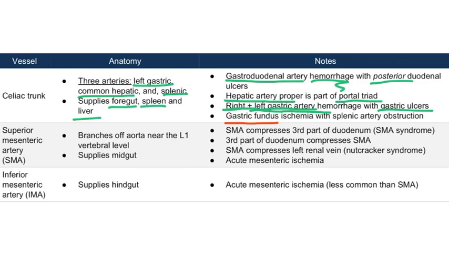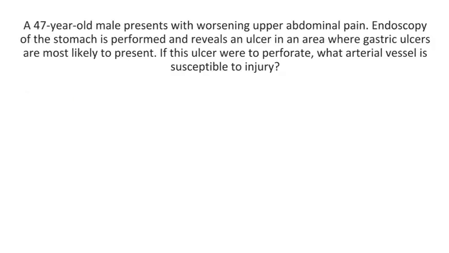First, let's do a question to apply what you've learned so far. A 47-year-old male presents with worsening upper abdominal pain. Endoscopy of the stomach is performed and reveals an ulcer in an area where gastric ulcers are most likely to present. If this ulcer were to perforate, what arterial vessel is susceptible to injury?